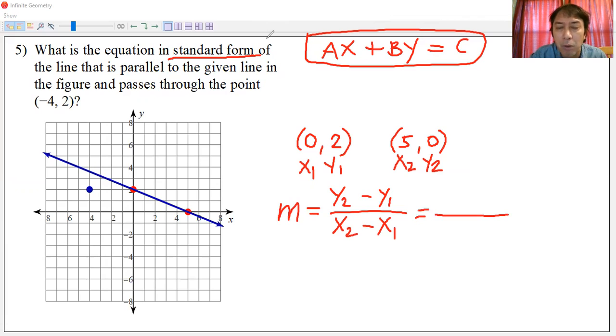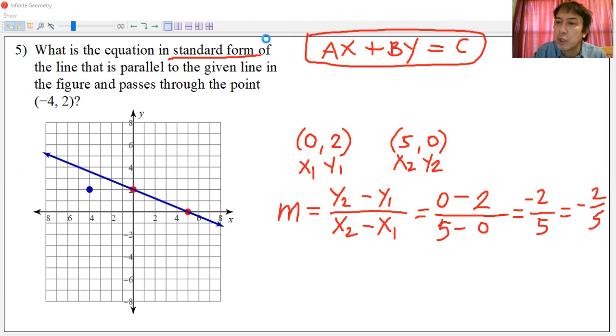Let us now use these numbers to compute for the slope. This is now y2, which is 0, minus y1, which happens to be 2. And then the denominator, x2, that's 5, minus x1, that's another 0. So this will be reduced to -2 in the numerator and just a 5 at the denominator. So this clearly is -2/5.